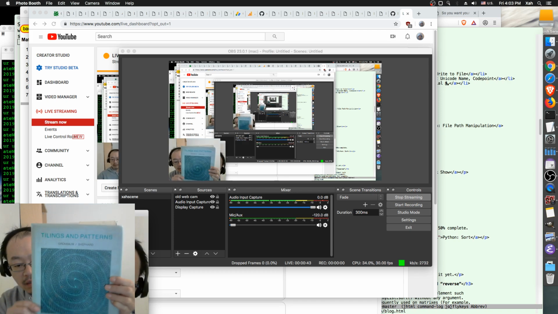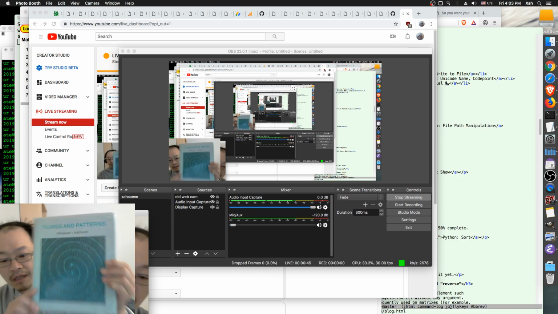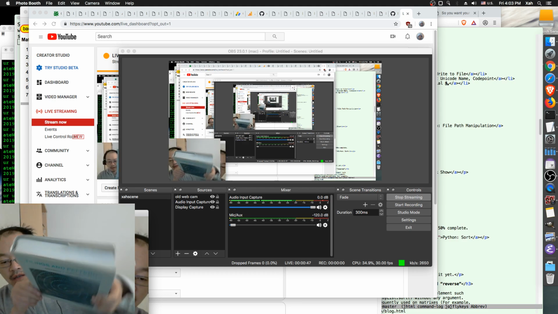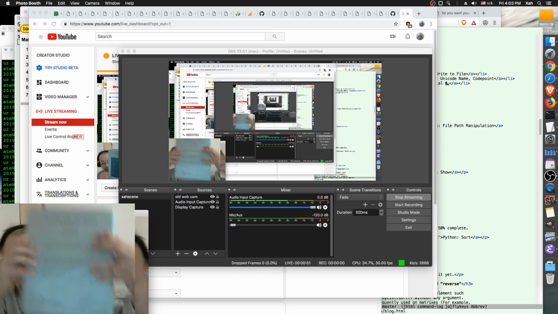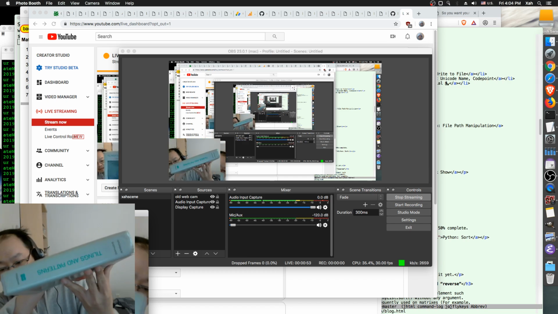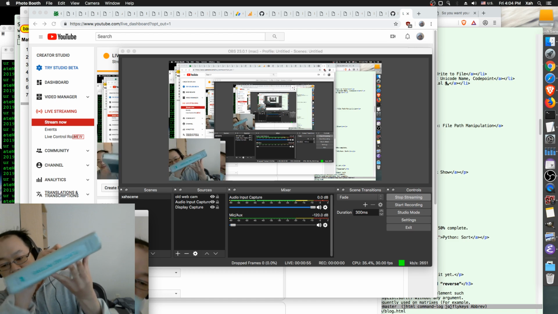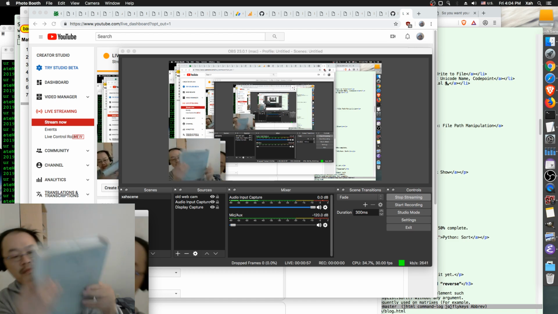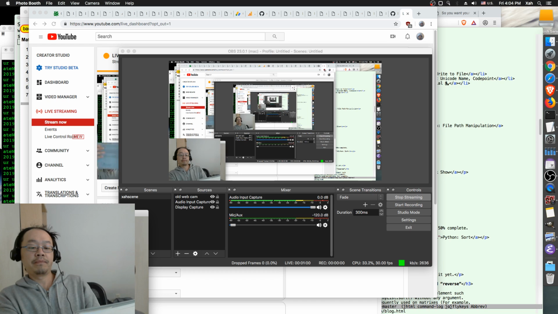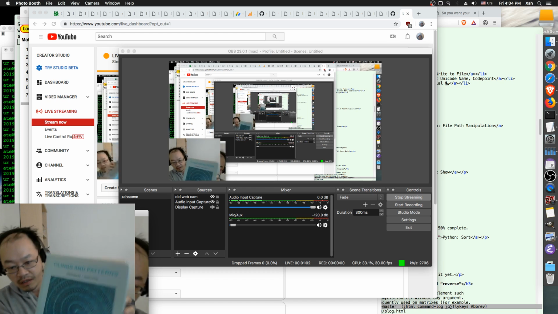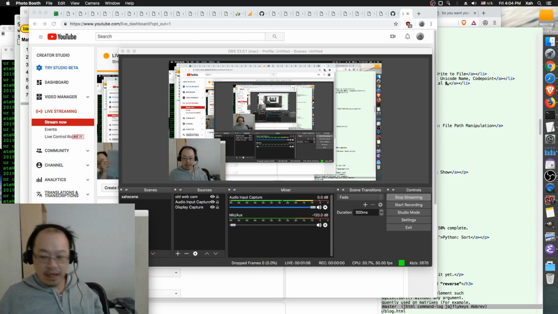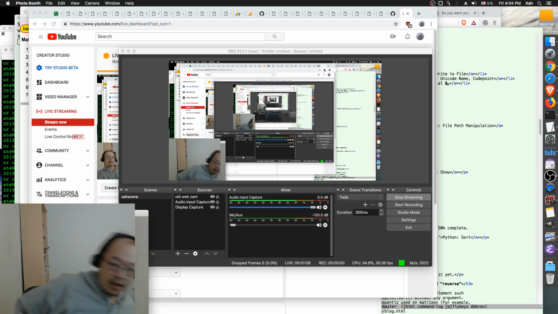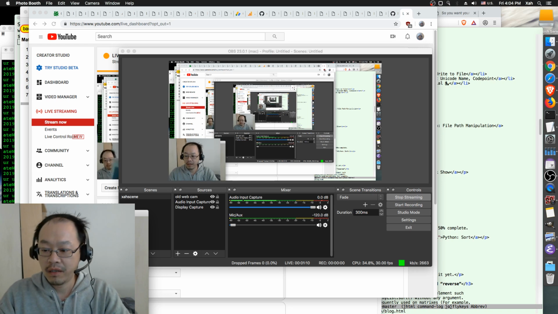Tilings and Patterns. So this is a kind of thick hardcover, heavyish book. Tilings and Patterns, by Grünbaum and Shephard. They are mathematicians. Now this is a hardcore math book. Actually, it's fun to read.